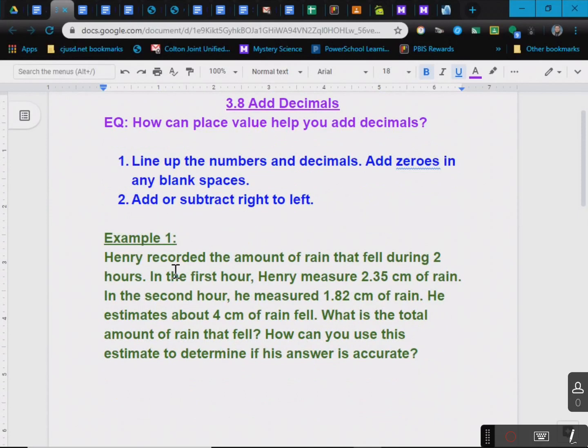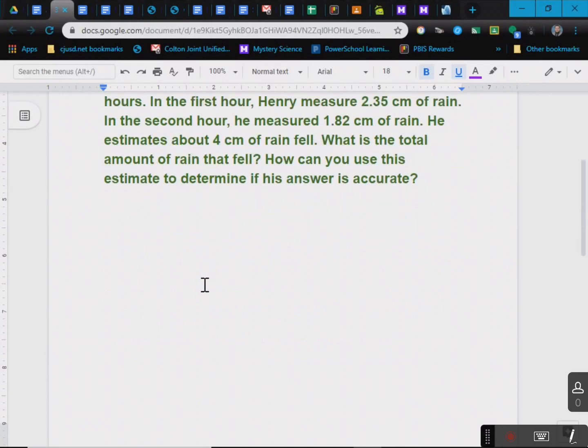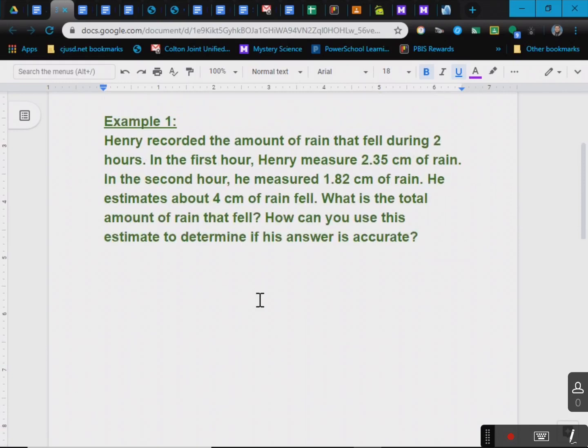So let's go ahead and go over this with the first example. Henry recorded the amount of rain that fell during 2 hours. In the first hour, Henry measured 2.35 centimeters of rain. In the second hour, he measured 1.82 centimeters of rain. He estimates about 4 centimeters of rain fell. What is the total amount of rain that fell? And how can you use this estimate to determine if his answer is accurate?